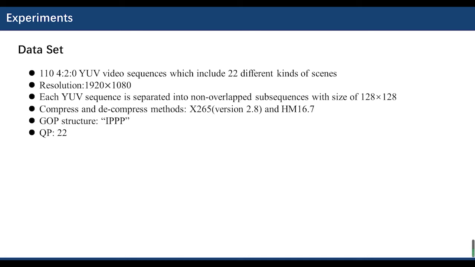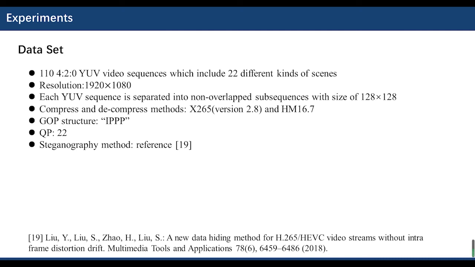X265 with version 2.8 is used as the compression software, and HM16.7 is used as the decompression software. The GOP structure we used is IPPP. The quantization parameter is 22. The steganography method we used is reference 19. It is an efficient and classic DCT/DST-based steganography.